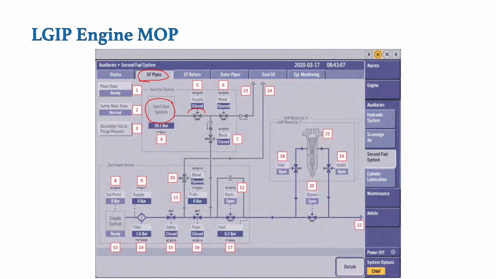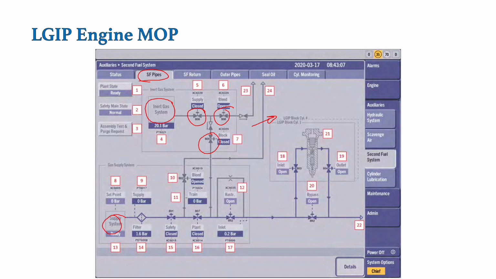Then we have these valves. All the valves on this screen are operated automatically from the ECS command. These valves are controlled by the engine control system, so we cannot operate these valves manually. Now we have this supply system. This supply system basically represents the deck tank as well as the FGSS, that is the fuel gas supply system.